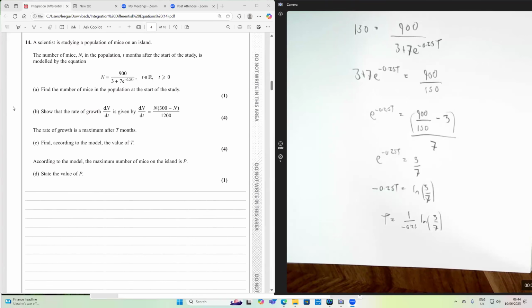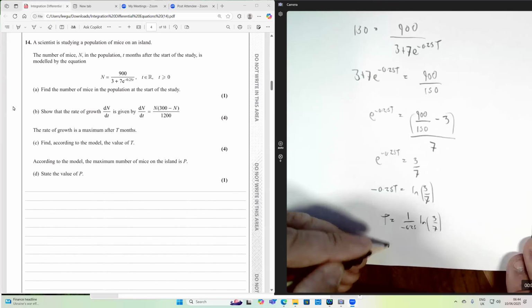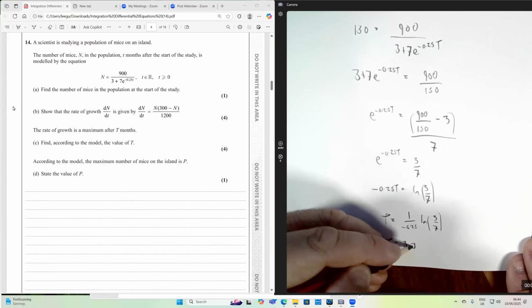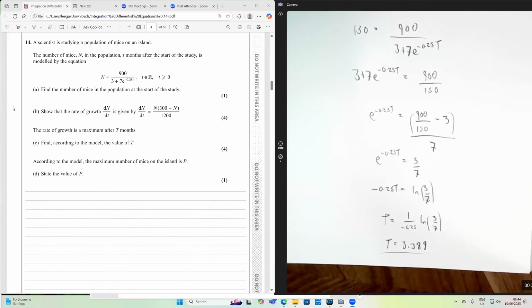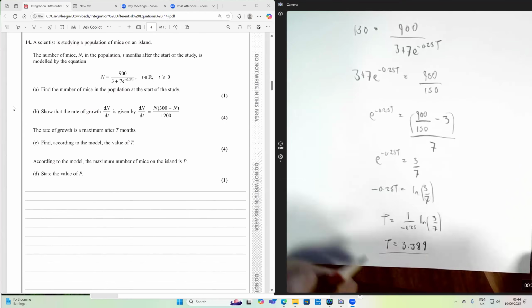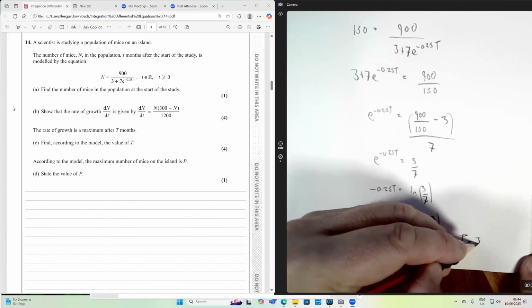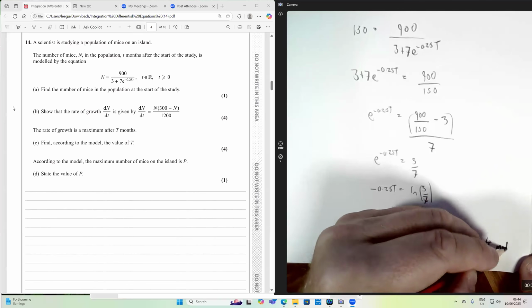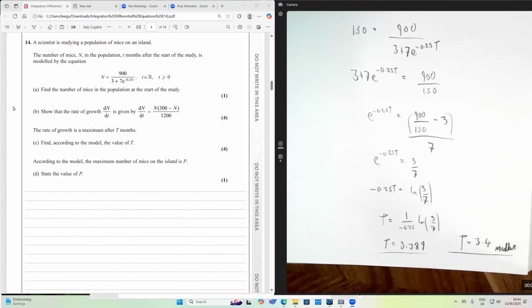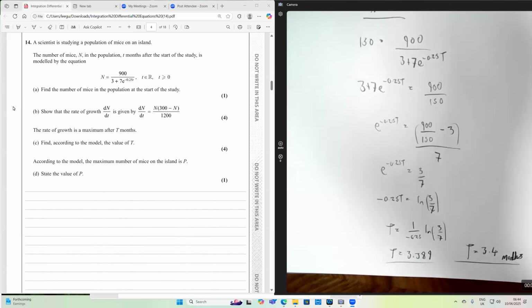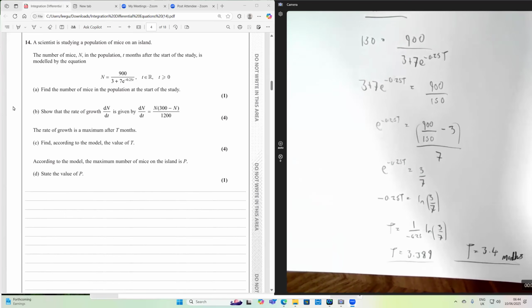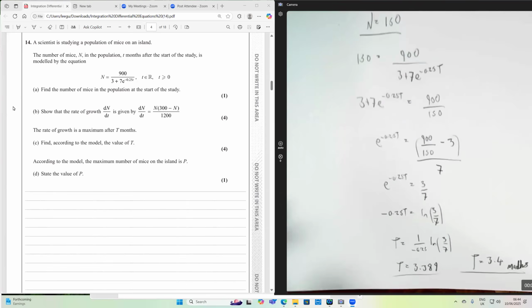And that gives us 3.389. So t is equal to 3.389. Now let's just sense check this. It says, find according to the model, yeah, t is in months. So I think we can just say that actually t is going to equal 3.4 months. So t is 3.4 months there in that one, okay? Focus in a little bit. Okay, so t is 3.4 months.